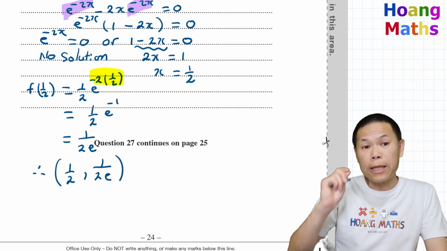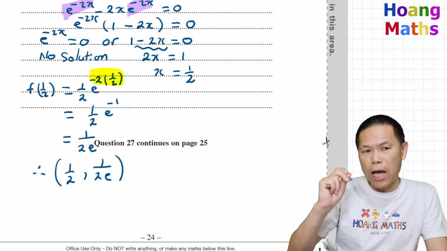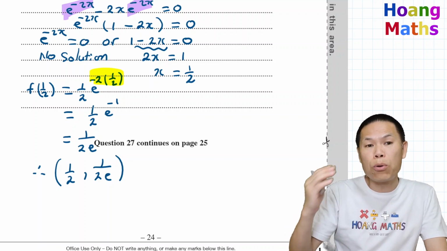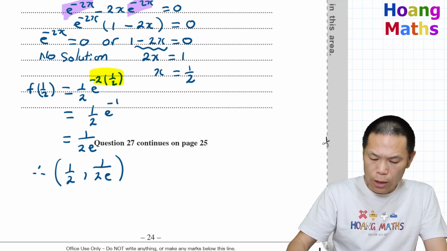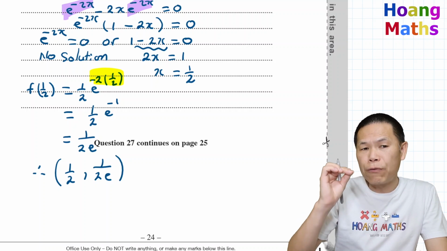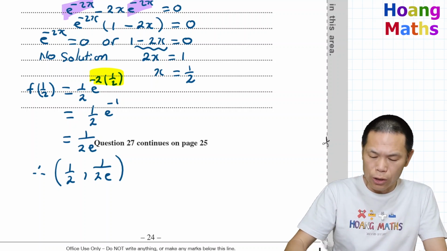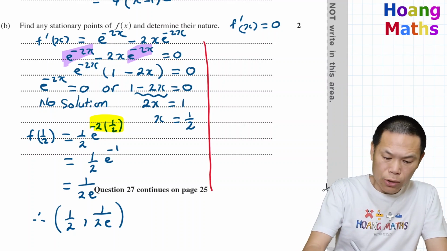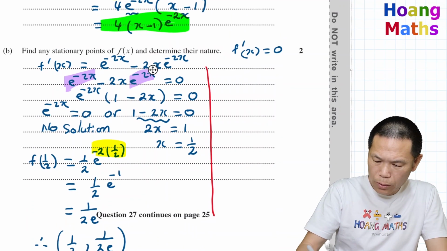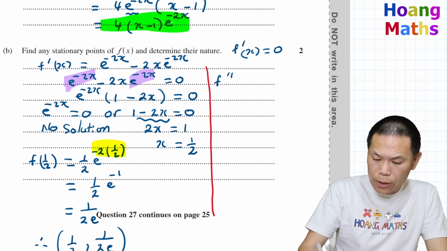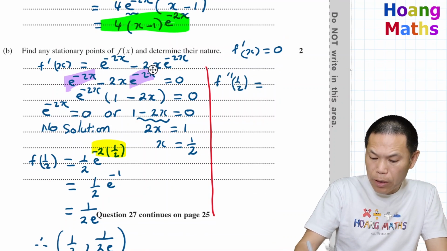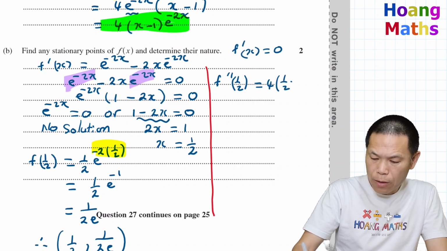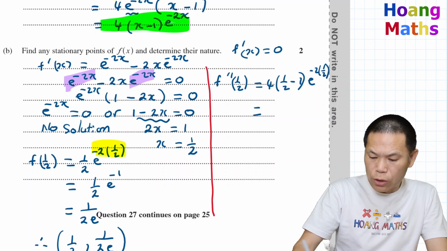So keep that in mind. But then we need to determine the nature, so either maximum, minimum, or point of inflection. To do this, I can just substitute a half into the second derivative function. So let's test, okay? Let me just draw a line on here. So now, f double dash of a half. That gives me 4 times a half minus 1, times e to the negative 2 times a half. So what I do, I just put this on a calculator.